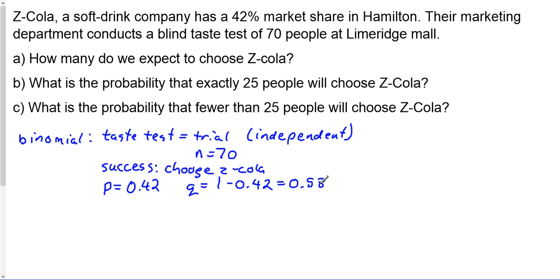Okay, so what is the expected number of people to choose Z-Cola? Well, we know from our binomial distribution that the expected value of our random variable is going to be np, which is 70 trials times 0.42, our probability of success. So we're going to expect 29.4 people to choose Z-Cola.